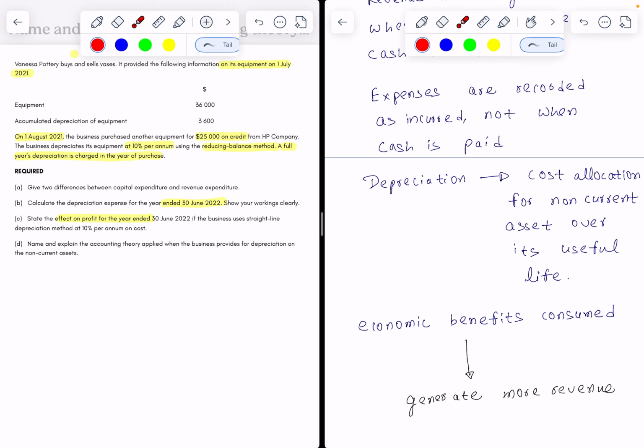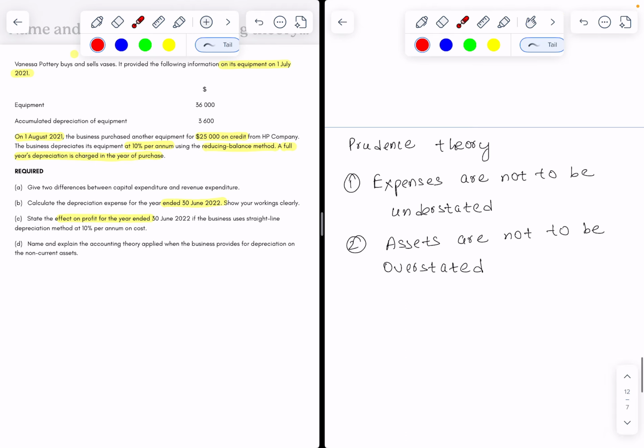All right. Now, you could also talk about the prudence theory, because within the prudence theory, we have clear specifications regarding expenses never to be understated and assets never to be overstated. So when you think of any non-current asset, as it gets used within the business, we want to make sure the consumption or the cost that we have already consumed from that asset is recorded separately, and the remaining economic value or the net book value is kept separate.